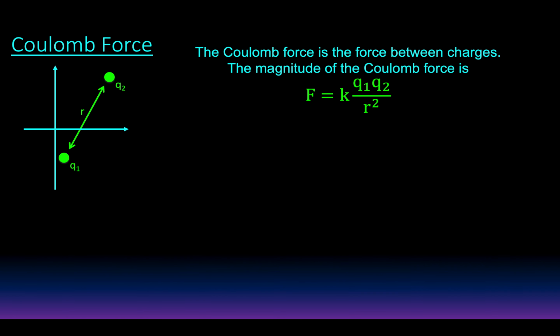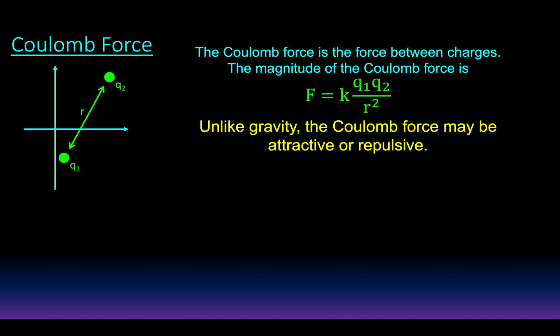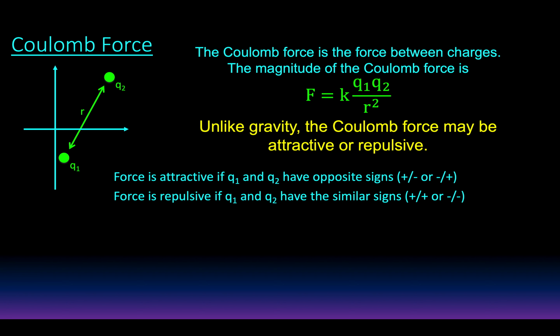So the Coulomb force is the force between charged particles, and we have the magnitude of the Coulomb force, but what about the direction of the Coulomb force? Well, unlike gravity, the Coulomb force could be attractive or it could be repulsive. If Q1 and Q2 have opposite signs for their charges, one charge might be positive, the other is negative, or vice versa, then the Coulomb force is going to be attractive. If Q1 and Q2 have the same sign, both charges are positive or both charges are negative, then the Coulomb force is going to be a repulsive force.